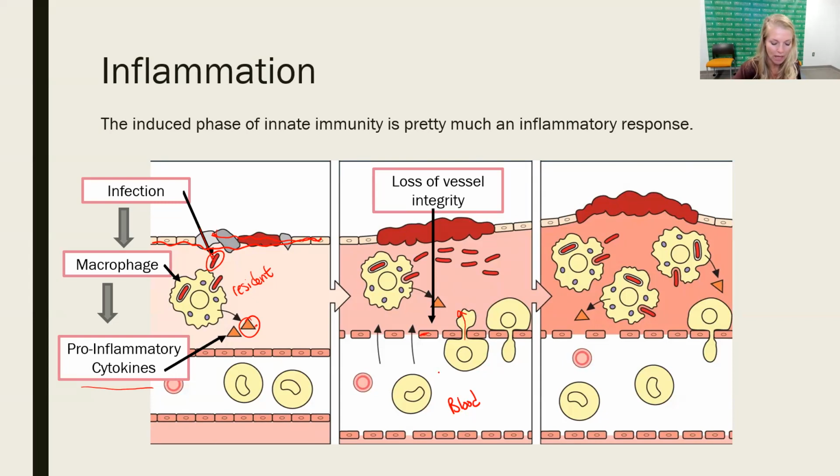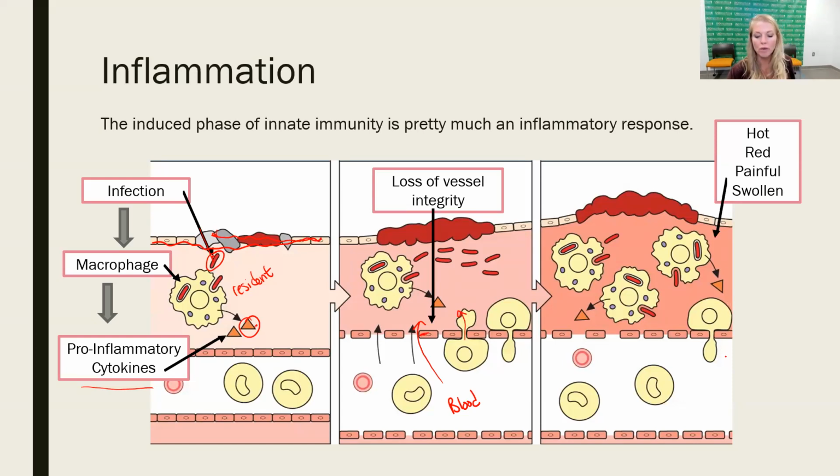And so blood and fluids will rush out, cells will rush out of the vessel and into the tissue. Well, when fluid rushes out of the blood and into the tissue, there's going to be swelling. Along with the swelling, because of the extra fluids and cells entering the area, it's going to be hot because there's a lot of enzymatic action going on, and that's going to produce heat. This swelling is going to be painful because it's an extra pressure on the nerves in that area.